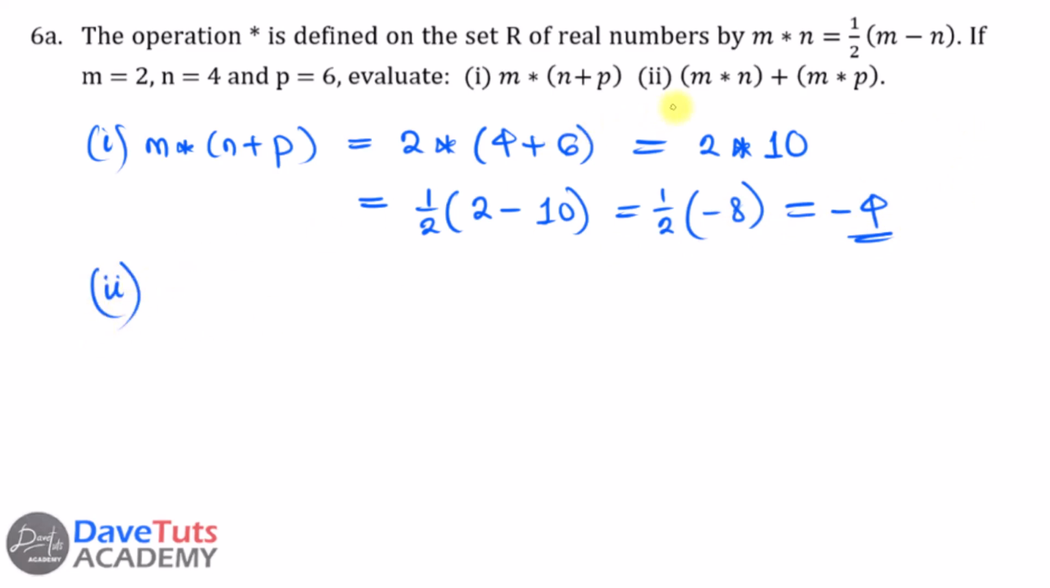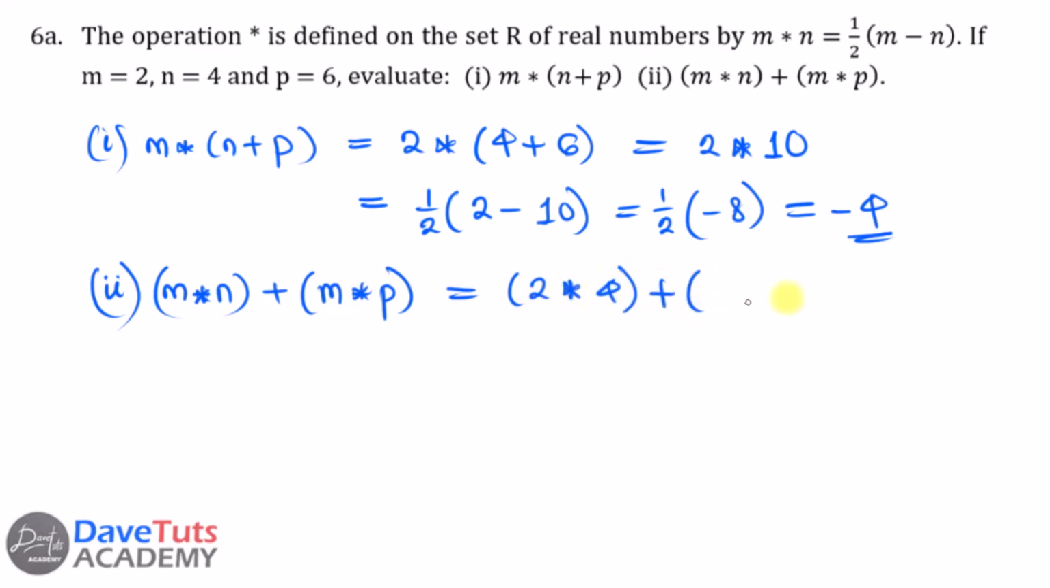In the second case, we have m asterisk n plus m asterisk p. So we have m asterisk n, we have to put that in a bracket, so we evaluate that. Then m asterisk p. Again, if we are bringing in BODMAS, we need to do the operation in the bracket first before we go on to the addition. Okay, so m is 2, so what we have here is 2 asterisk n is 4, plus, again m is 2 asterisk p, and p is 6.